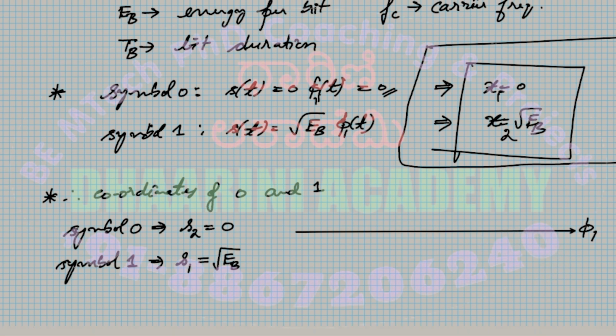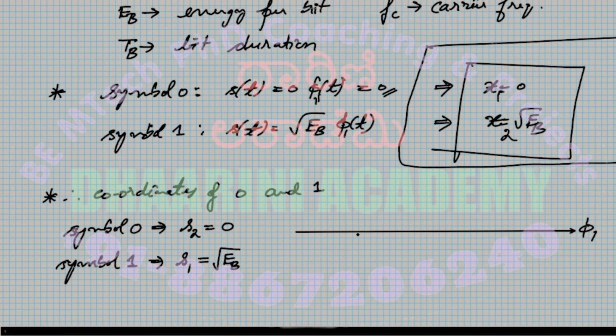So phi 1 takes two different values whenever the signal is 0 or 1. Again, I have only two values, I don't have to write multiple values. So only two values are there. Let me try to write like this. This is S2, which is equal to 0. And there is an S1 somewhere here, which is equal to root of EB, right? So S1 corresponds to symbol 1, S2 corresponds to symbol 0.